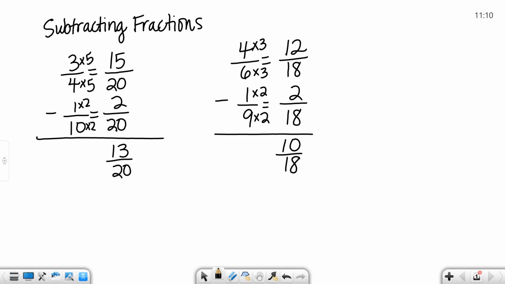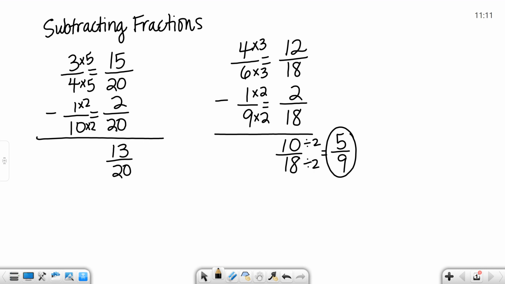Now in this case, this fraction can be reduced. 10 and 18 are both divisible by 2. So we'll divide them both by 2 and reduce this to lowest terms, which would give us 5/9. Anytime we're working with fractions, we always want our answer reduced to lowest terms.